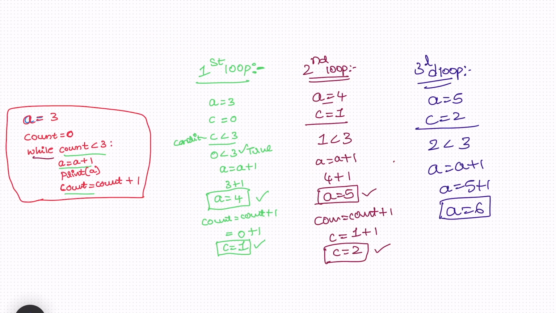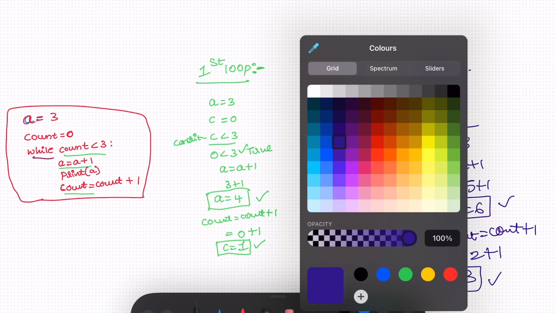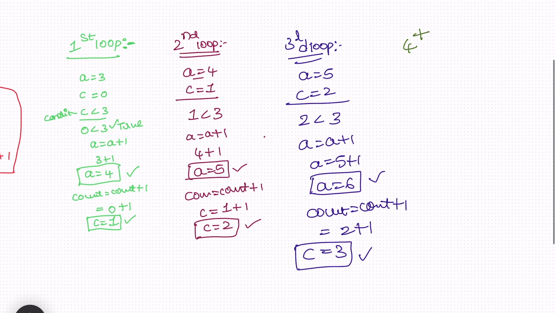So again you have to go to the fourth loop, right? It has to rotate till the condition is false. So count is equal to count plus 1, it's 2 plus 1 and it's 3. C is equal to 3. You have updated the count value again, so it will go to the fourth loop. So now say fourth loop. This is fourth loop, right?